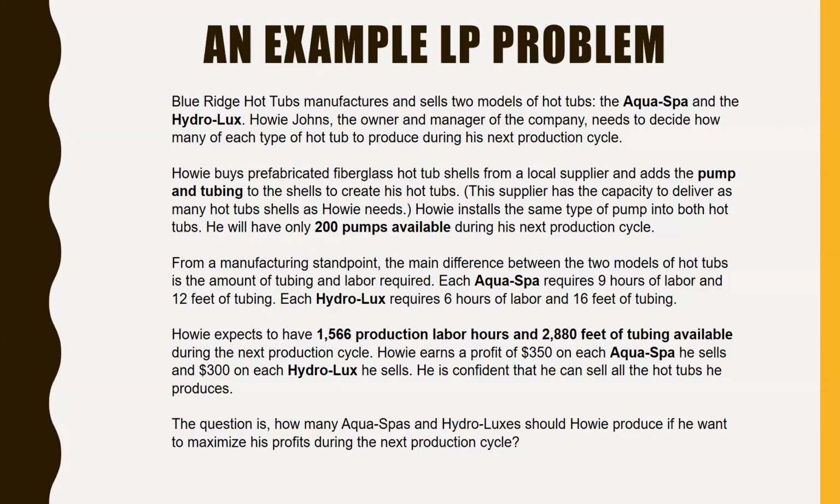Okay, look at this. The manufacturer would like to produce hot tubs, and we have two models: Aqua-Spa and Hydro-Lux. John, the owner and manager of the company, needs to decide how many of each type of hot tub to produce during his production cycle. He buys fabricated fiberglass hot tub shells from a local supplier, adds the pump and tubing to the shell, and creates his hot tub.